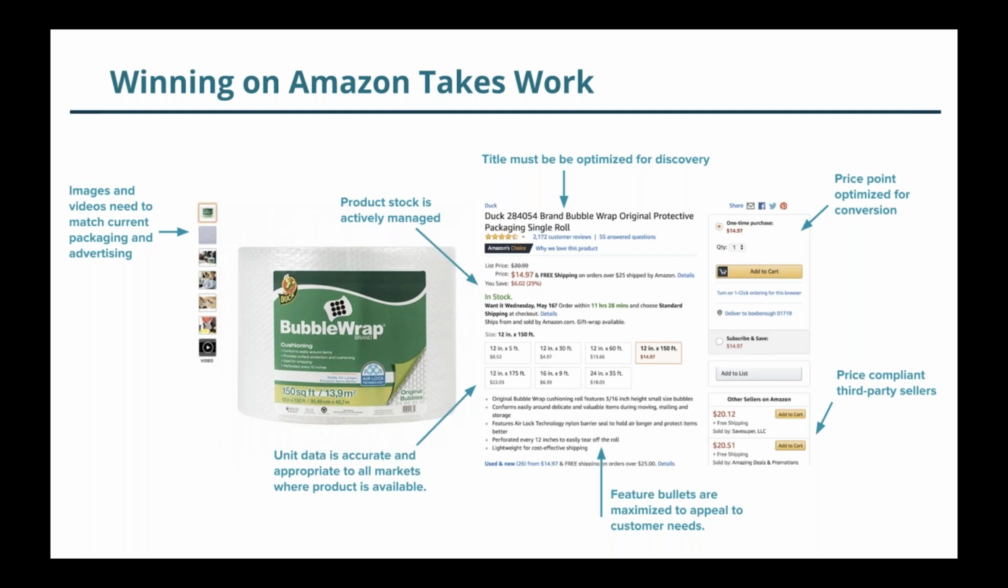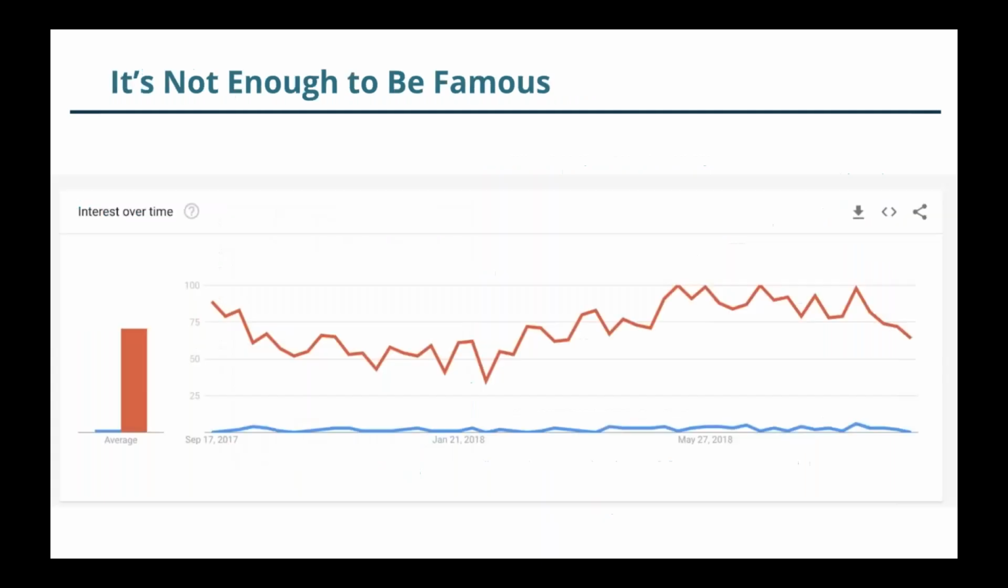The last thing on this, just in the bottom center, feature bullets. They're there for a reason. We definitely see that if you take advantage of your feature bullets, if you write longer feature bullets, if you use all of the feature bullets allotted to you in your category, you will convert at a higher rate. So there's a lot that goes on into managing a product page on Amazon.